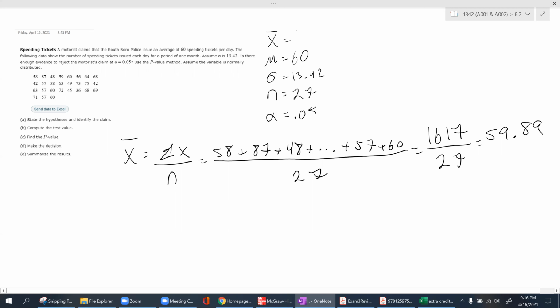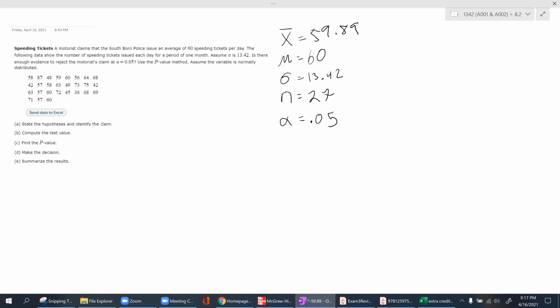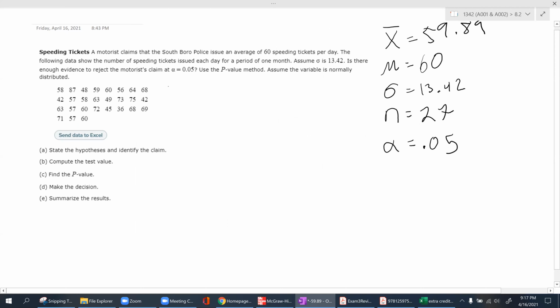Awesome. Okay, this was a 5. So let's go ahead and get started with identifying my hypotheses. For A, we've got H naught and H1. Let's go ahead and find H. An average of 60, is there enough evidence to reject this claim? So that one has to be not 60, therefore this one has to be 60.